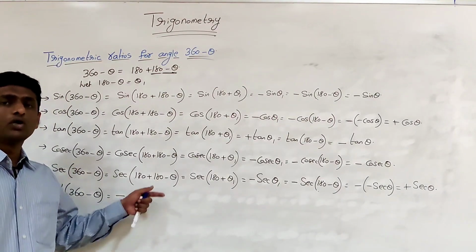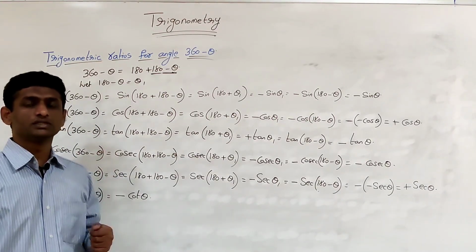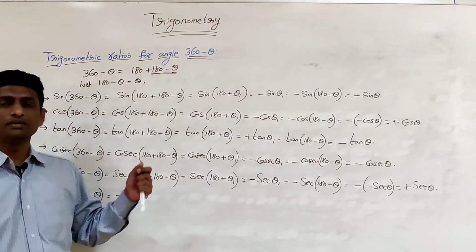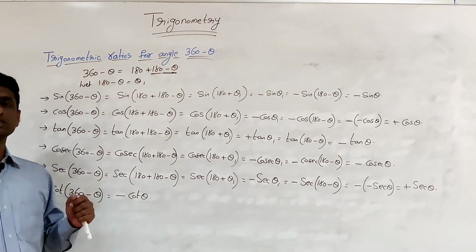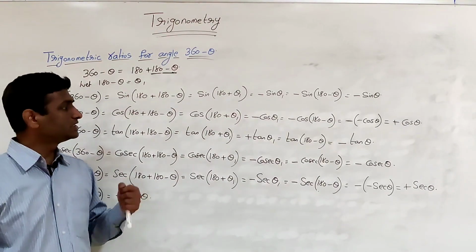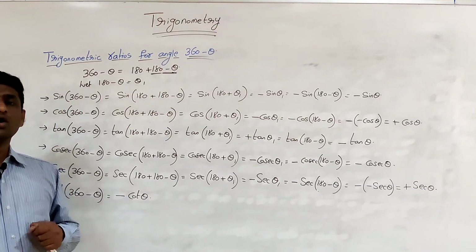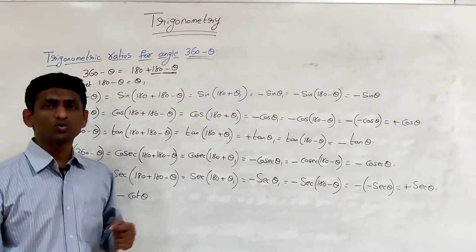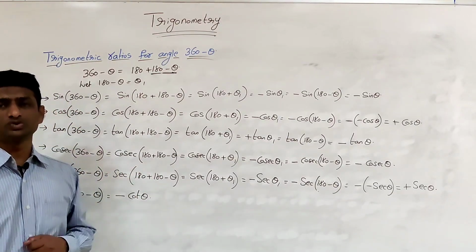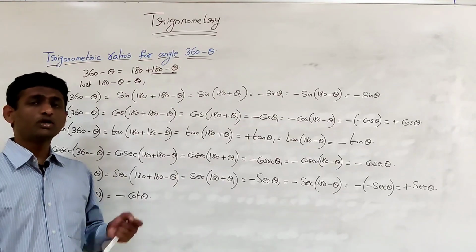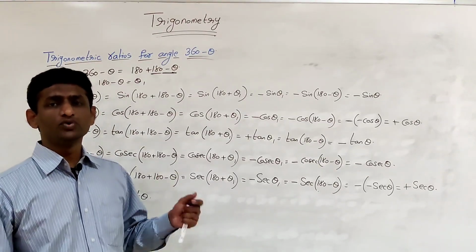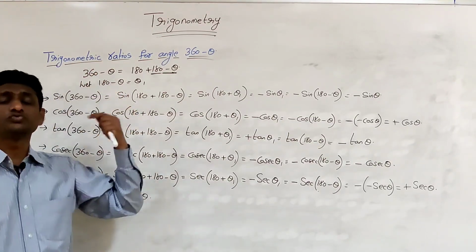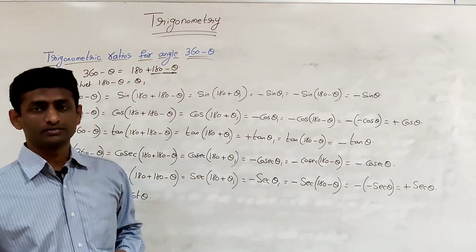If you observe all the angles we have discussed, that is 90 plus theta, 90 minus theta, 180 plus theta, 180 minus theta, 270 minus theta, 270 plus theta, 360 minus theta, all are rotated in the anti-clockwise direction, which gives a positive angle. Next, what happens if the angle moves in the clockwise direction? We'll see the trigonometric ratios for an angle minus theta.